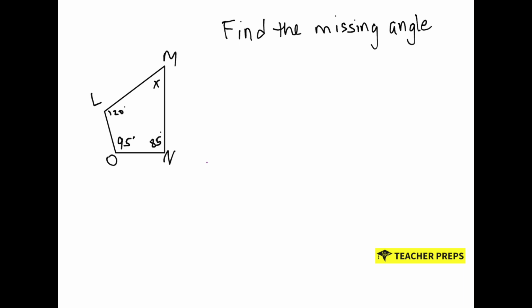Go ahead and pause the video and try to find the missing angle of this quadrilateral on your own. Now let's see how you did. We're looking for this angle here. The sum of the angles is 360. So you can take 120 plus 95 plus 85 plus x and get a total of 360.